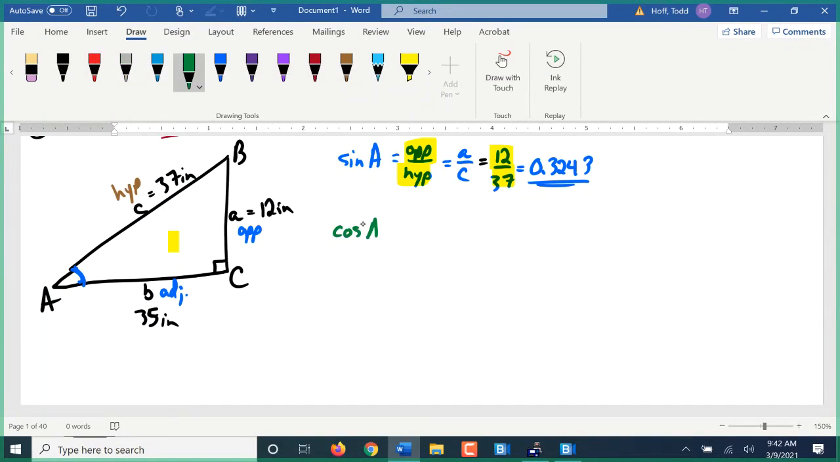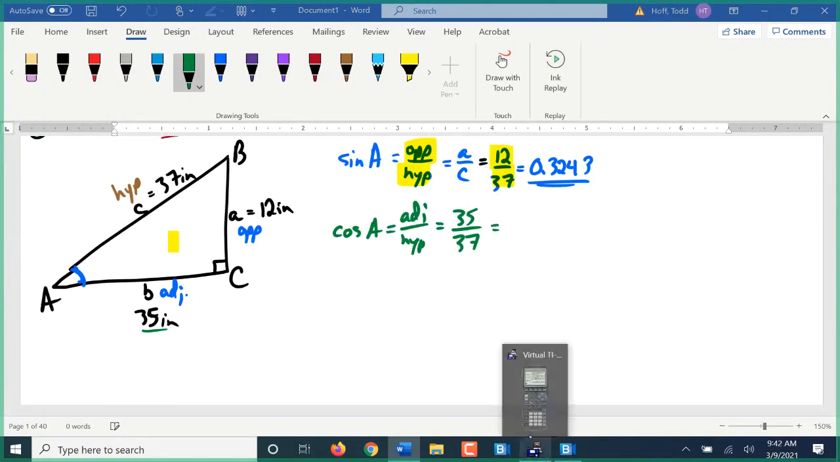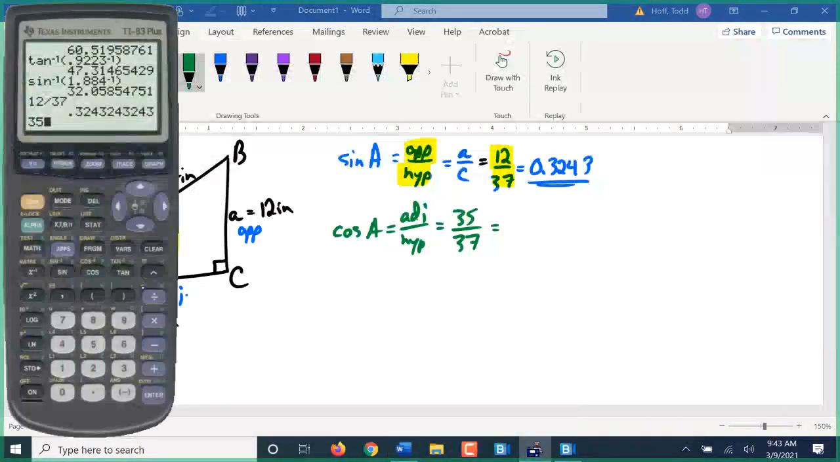I asked for the cosine of angle A. Well, cosine is adjacent leg over the hypotenuse. Here the adjacent leg is the 35 over the hypotenuse of 37. 35 divided by 37 is 0.9459.